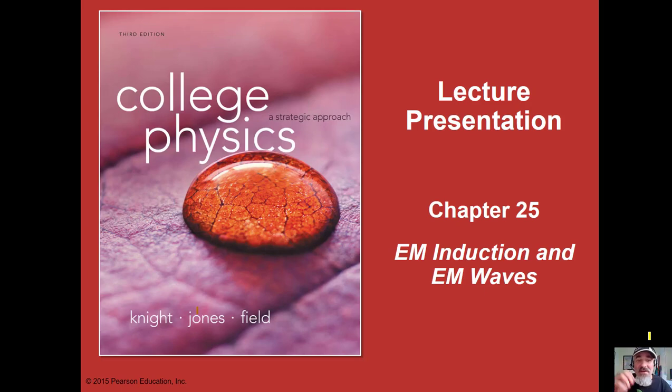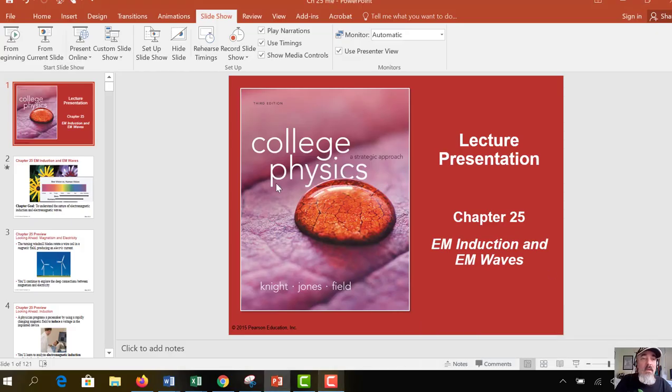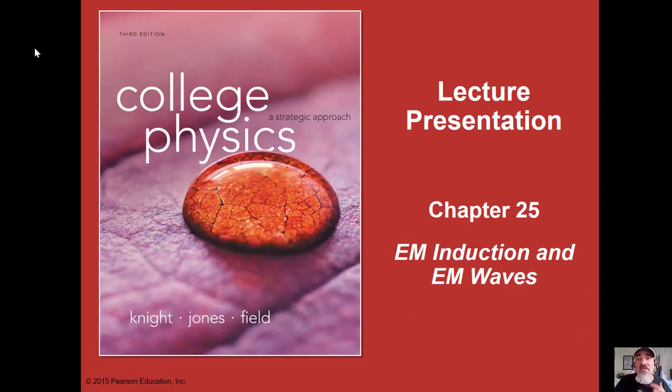For chapter 25, which is taking electricity and magnetism and looking at them from two different perspectives, two different sides of a coin, really. It's going to turn out that a changing magnetic field will produce an electric field. A changing electric field produces a magnetic field. That in turn produces electromagnetic waves.